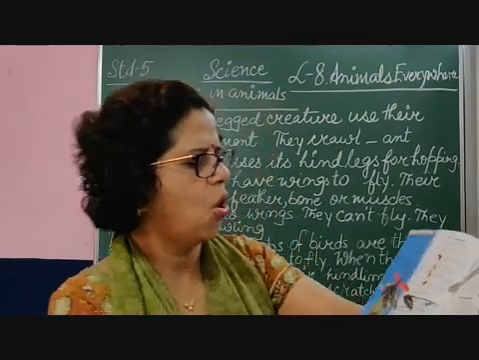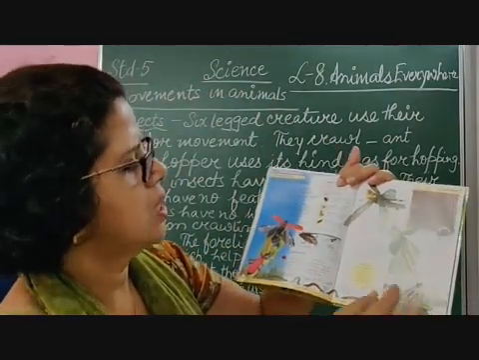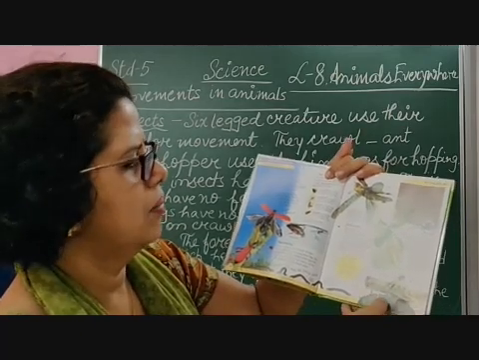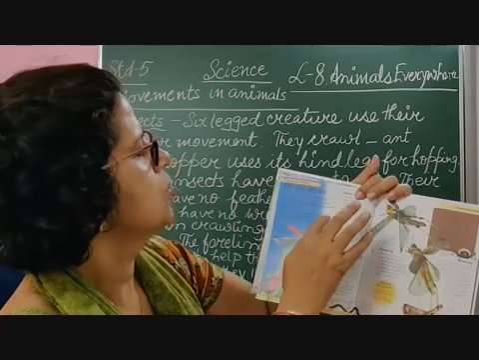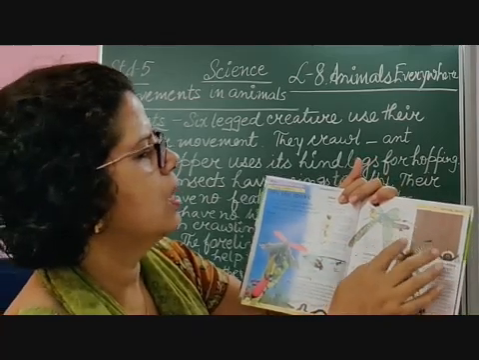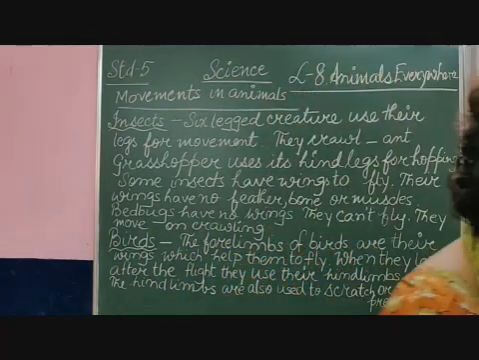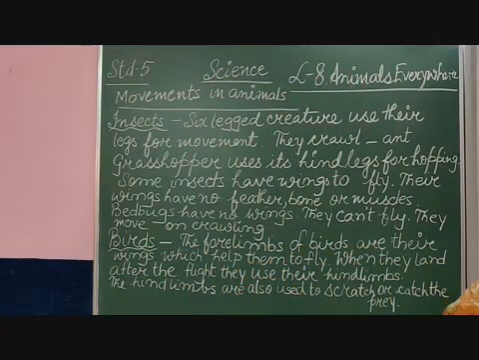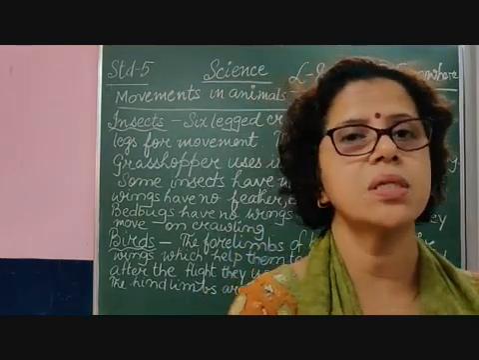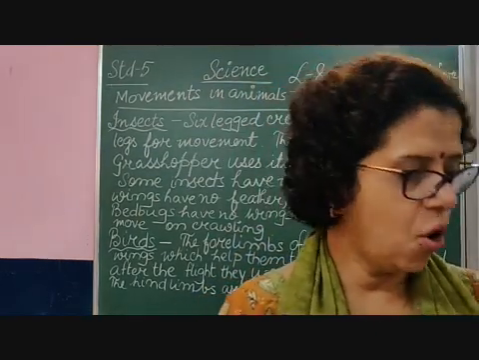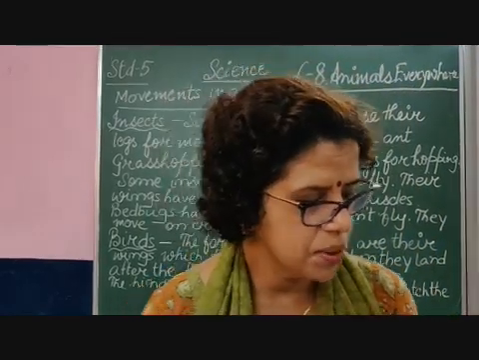You can see how cockroaches and beetles and ants and locusts, they use their wings also. Okay, so they move with their hind limbs and the forelimbs. Okay, so what happened? This grasshopper used its hind limbs. Hind limbs means the back ones, okay, for hopping. You must have seen grasshoppers.